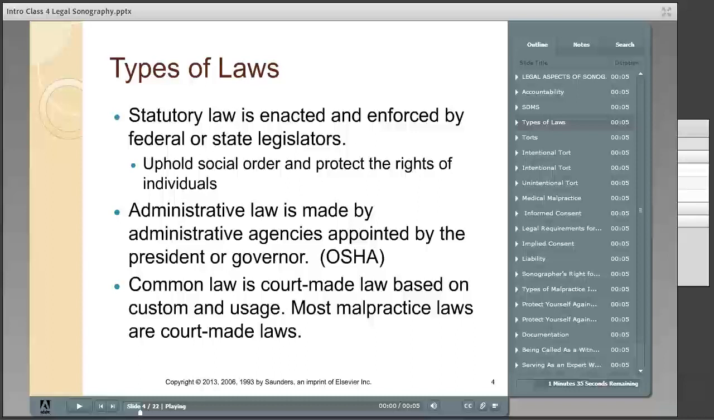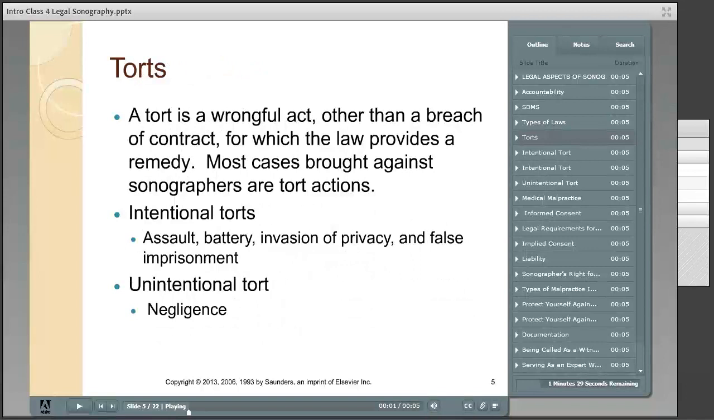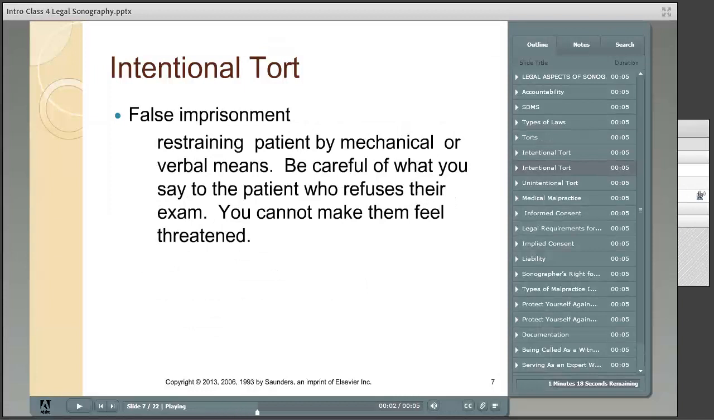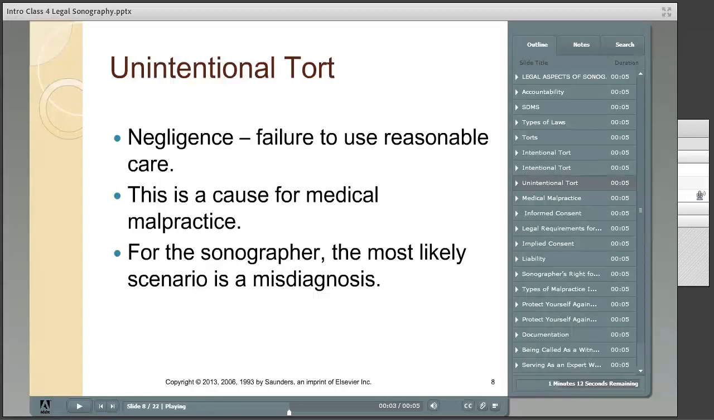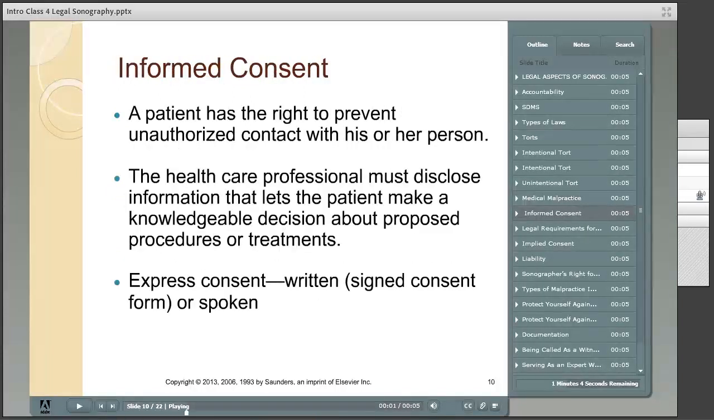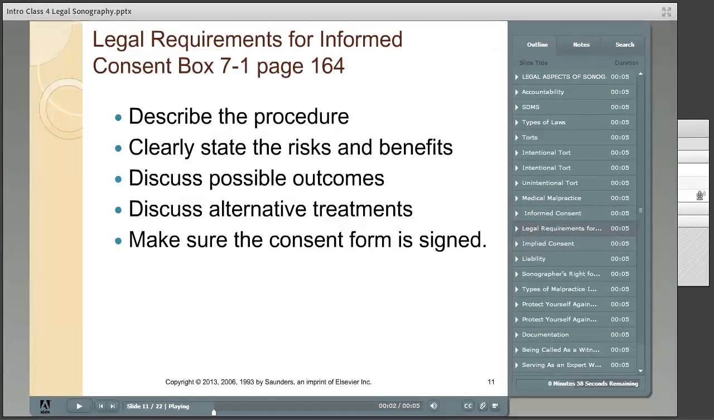One is statutory laws, which are enacted and enforced by federal or state legislators. These uphold social order and protect the rights of individuals. Second, administrative laws are made by administrative agencies appointed by the president or governor. One example is the Occupational Safety and Health Administration, OSHA. It's a federal agency that regulates many companies. Common law is court-made law based on custom and usage. Most malpractice laws are court-made laws.